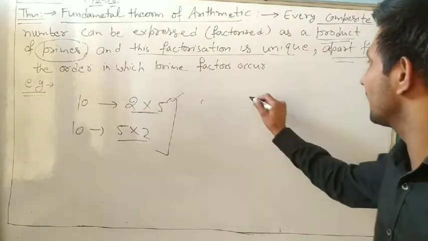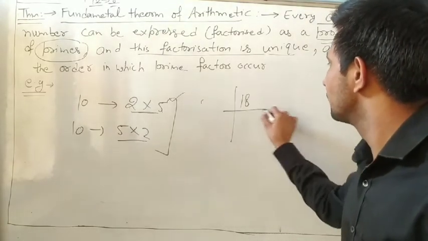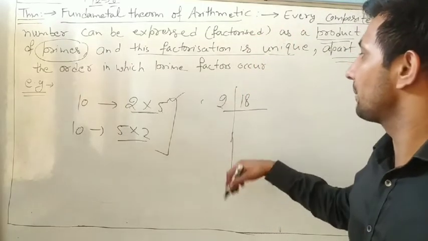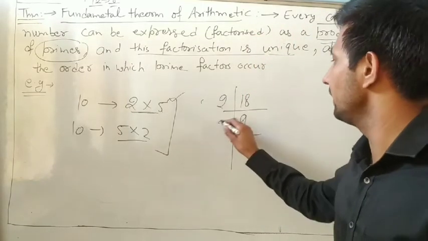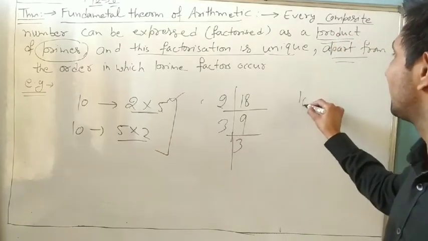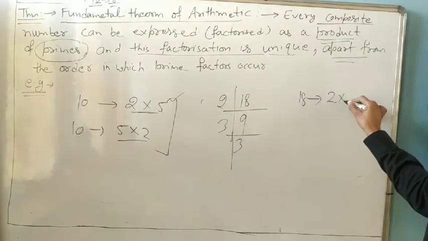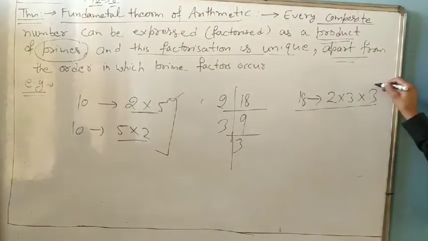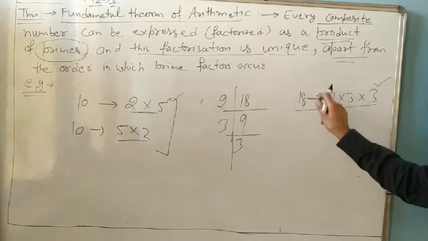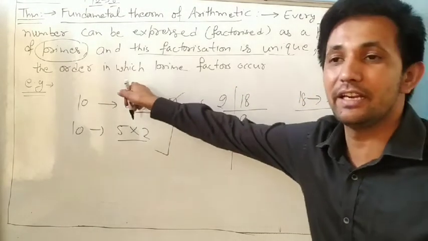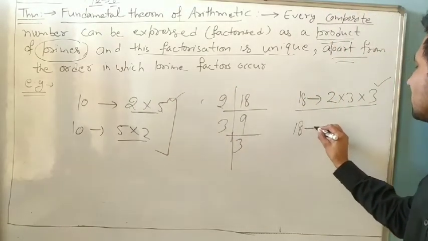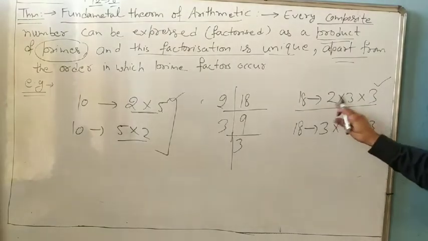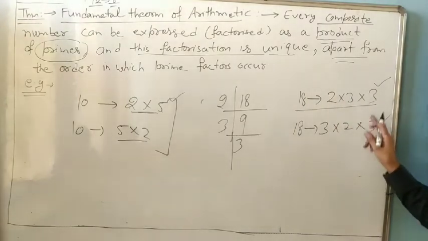Suppose we are taking 18. 18 we always write in prime factors. We take the prime factors 2, 9, 3, 3. So 18 equal to 2 into 3 into 3. This factorization is unique, except for its order. You can maybe write like this: 3 you can write first, then 2, then 3. Order may be changed, but the number should be the same.